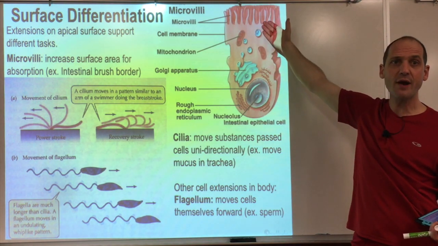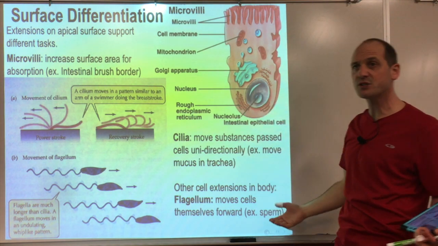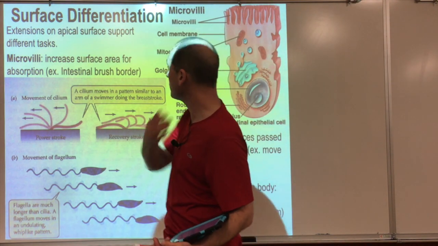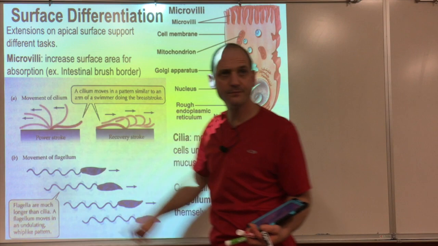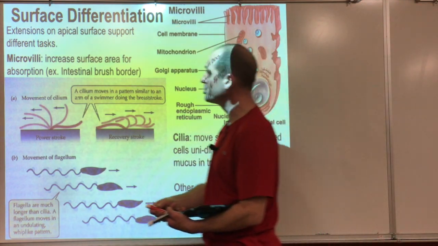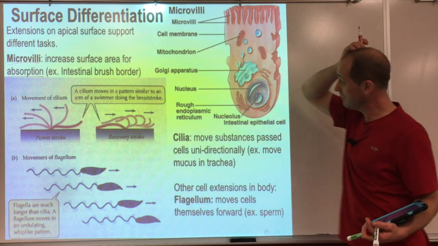And of course, that would be great because you want to absorb food molecules, so the more surface area, the faster and the easier the food gets absorbed. So that's great. Microvilli are good for absorption. There's your flashcard: microvilli, absorption. Like that. And then you have an example.